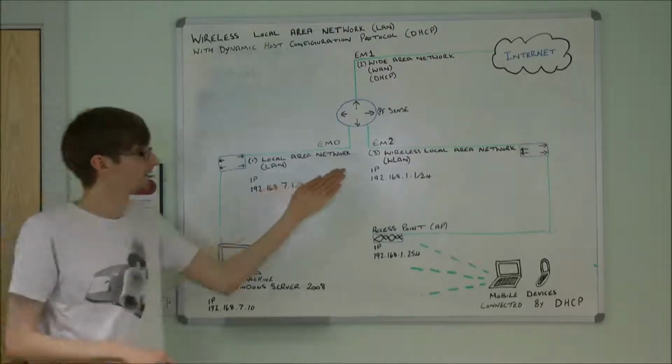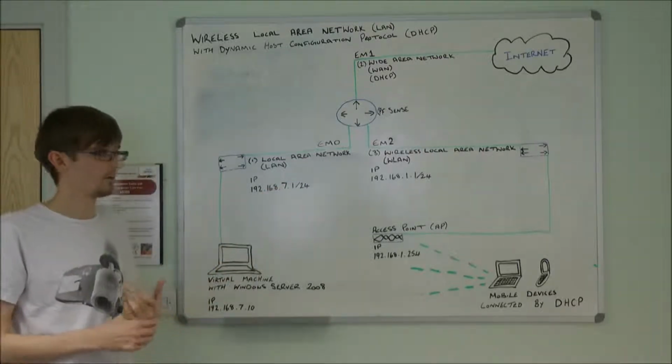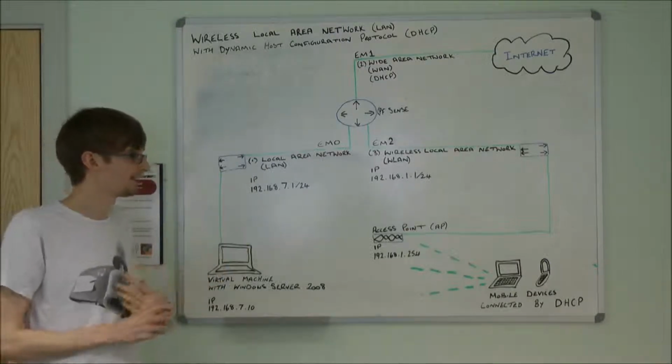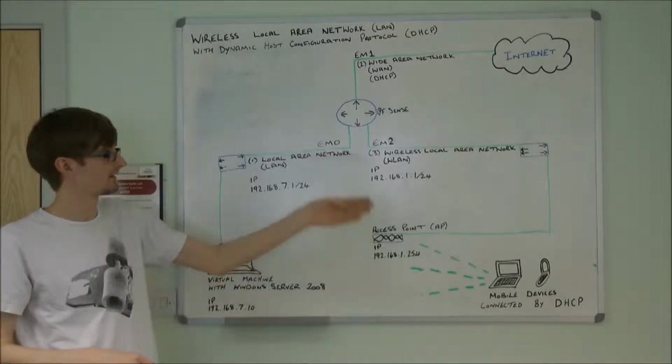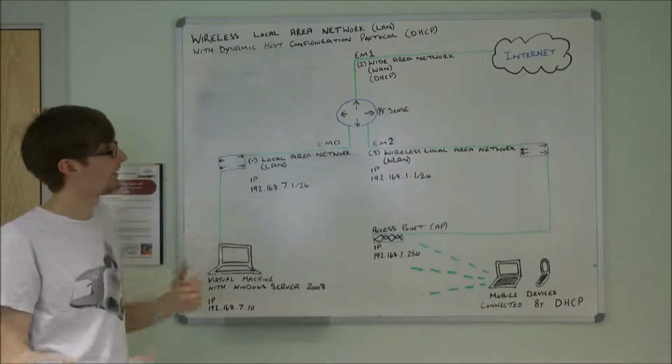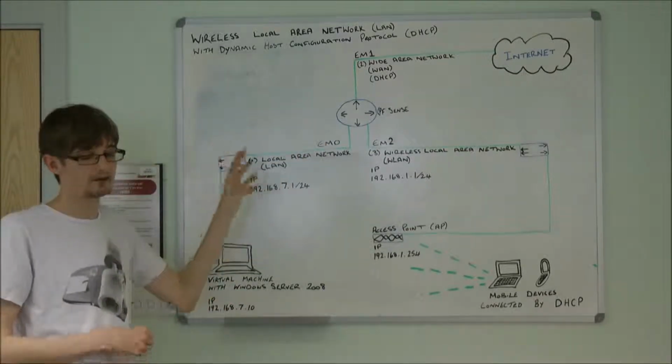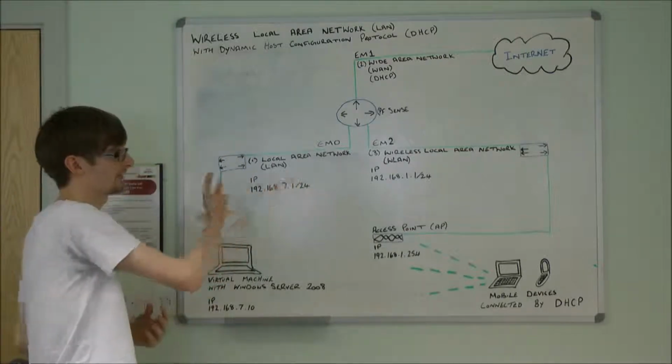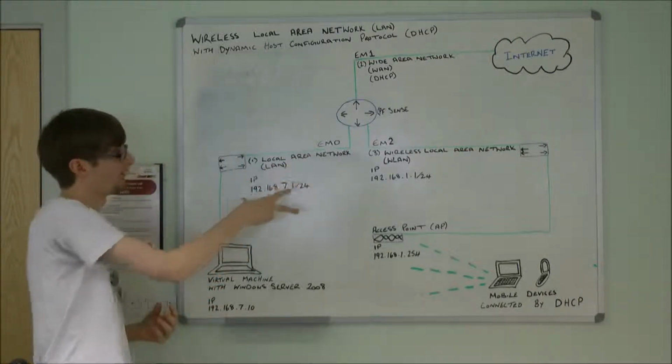On the right hand side, we've got interface 2, which is our wireless LAN. So our access point will be connected to this interface. And finally, we've got interface 1 at the top, which is our WAN network, which is basically our internet access to allow clients to access the internet from inside our network.